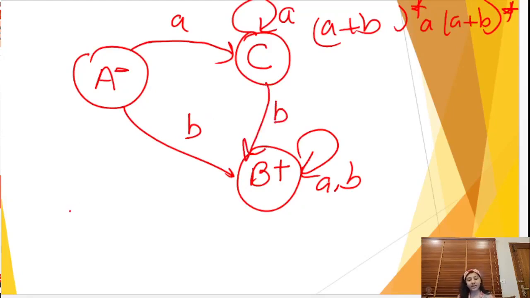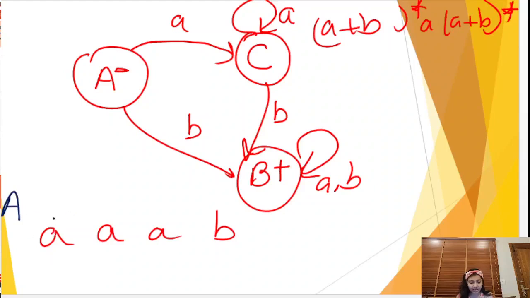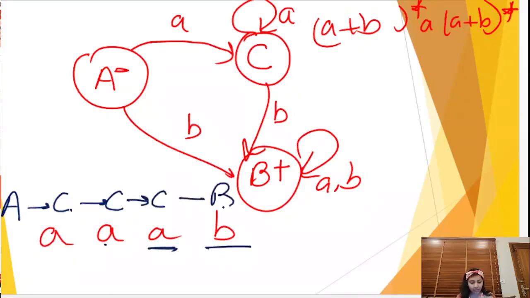Right? Now, let's process the previous string through this automata, to see whether we are able to process this or not. I am on state A. On receiving symbol A, I make a move to C. On C, on receiving A, I make a move to C only. On C, on receiving A, I make a move to C only. On C, on receiving B, I make a move to B. On completion of the scanning, we end up in B. B is a final state, so this string is accepted.